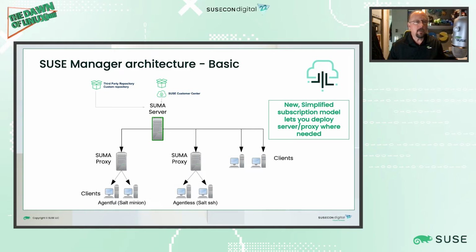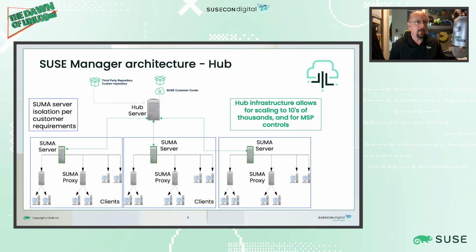With that being said, you can see this is a much more complex environment, and I'm utilizing that feature now that I only have to count clients, so I can have as many proxies as I need and as many servers as I need. And here's a design for what we call the hubs setup. The hub server really just is what speaks back to the customer center or the third-party repositories. It synchronizes the patches that you want to make available within your infrastructure, and then the other SUSE Manager servers in your environment can then decide which packages they need for their environment to pull to their SUSE Manager server.